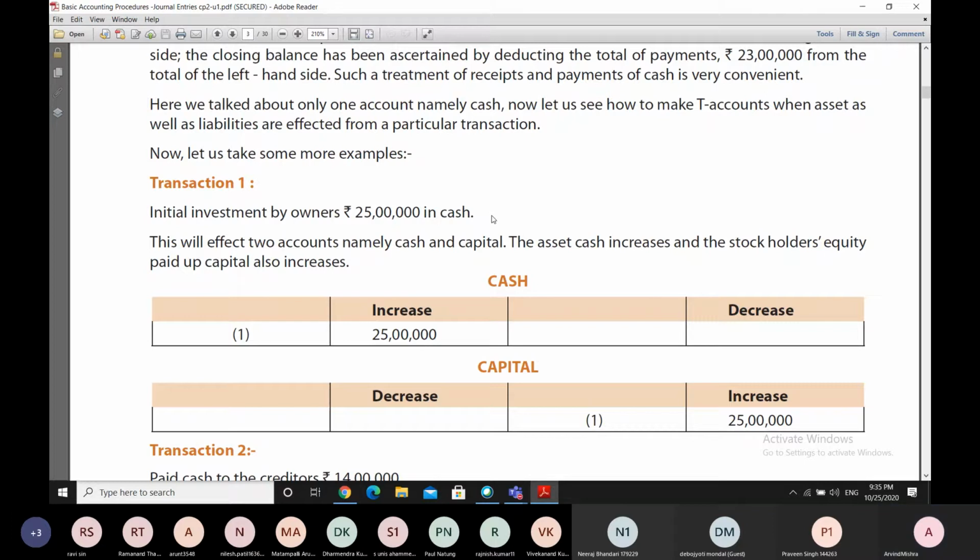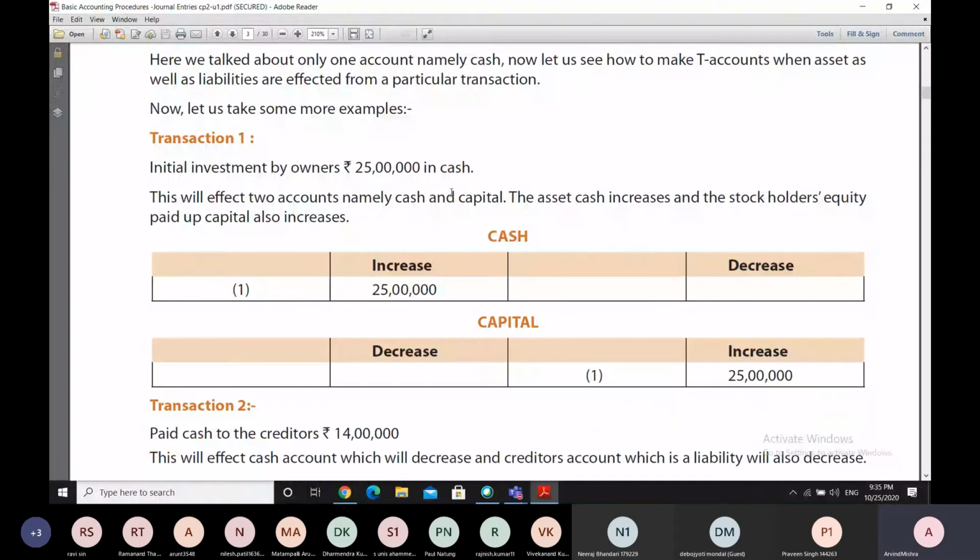Now, when the cash is introduced by the owner, two accounts are affected. First is cash and the other is the capital. The cash increases and the capital of the owner also increases, and the stockholders' equity paid up capital also increases. So as we can see here, cash has increased 25 lakh and capital has also increased by 25 lakhs.